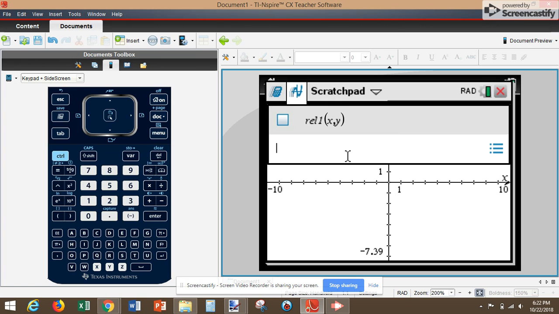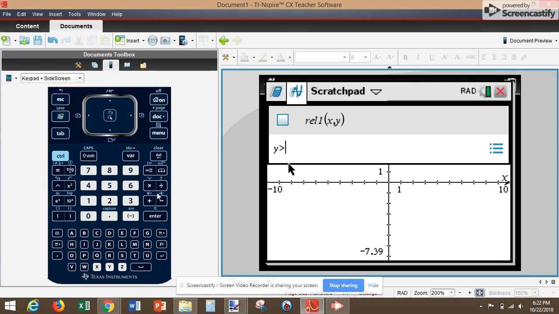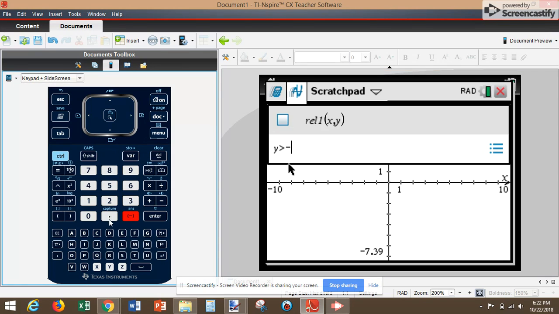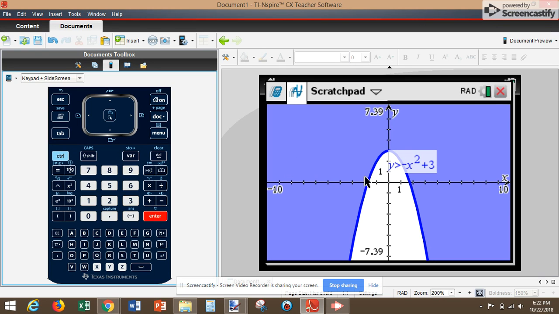So let's type in what we have. Y is greater than, which is control equal sign, negative x squared plus 3. And then you press enter. So the shaded part is the solution to this inequality.